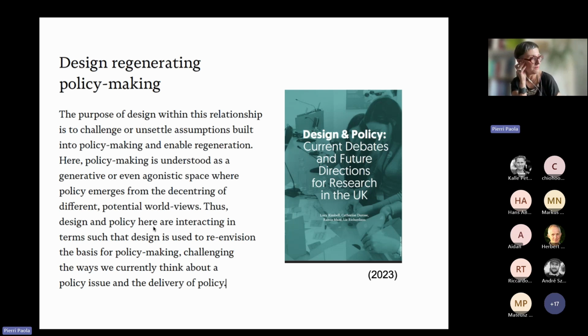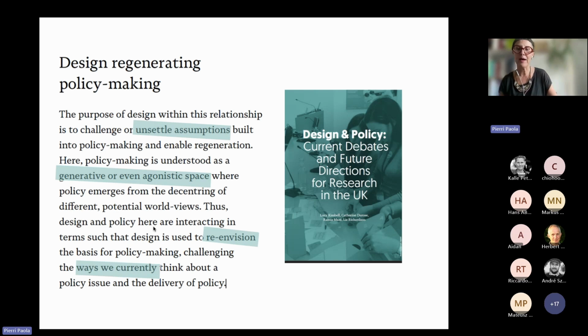So this idea of generative democratic design resonates with what recently has been introduced as a practice of design for regenerating policymaking. The text that you see here on the cover of the publication is a recent, very interesting publication from Lucy Kimball, but also Catherine Duros from Public Policy, Ramya Mazet, and I believe Liz Richardson, which did a large investigation of the role of design in policymaking in the UK. And they reflect critically on this different relationship between design and policymaking. And they come out with this novel idea for design for regenerating policymaking as another relationship that design can have with policymaking.